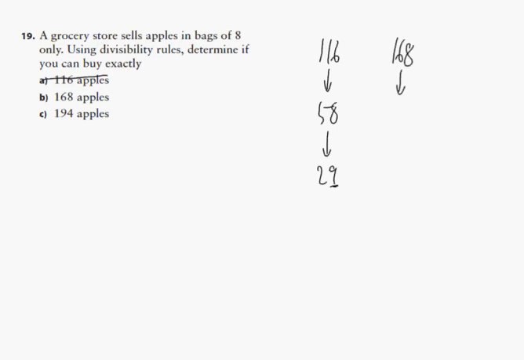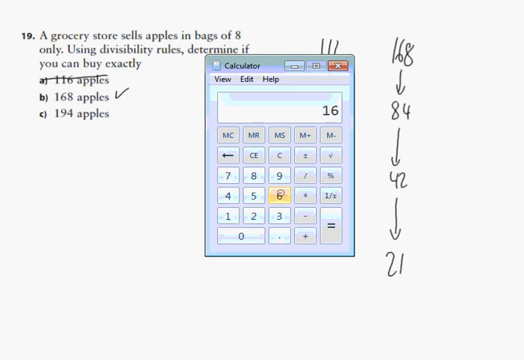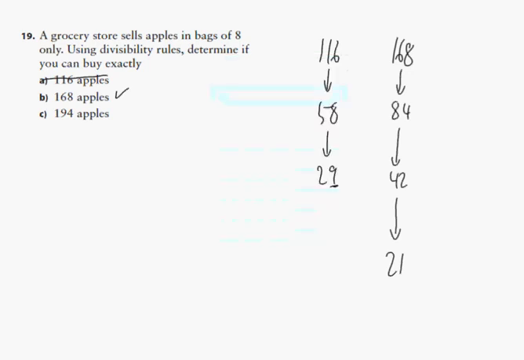168, I'm going to divide it by 2. I'm going to get 84. I'm going to divide it by 2 again, I'm going to get 42. And I can do it the third time, which means 168 can be divided by 8. If I take my calculator, 168 divided by 8 is 21 bags of apples.